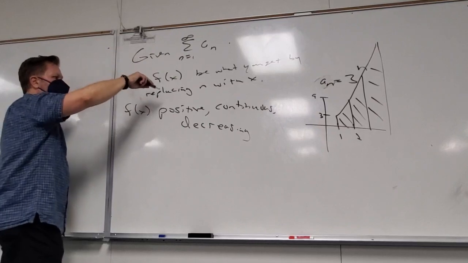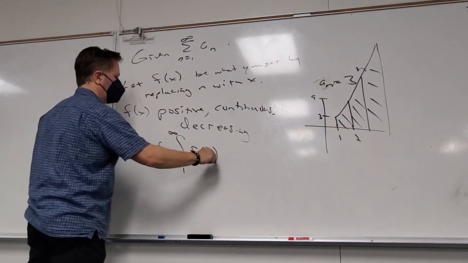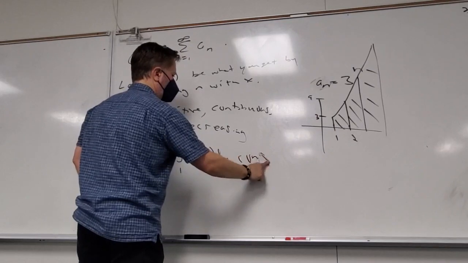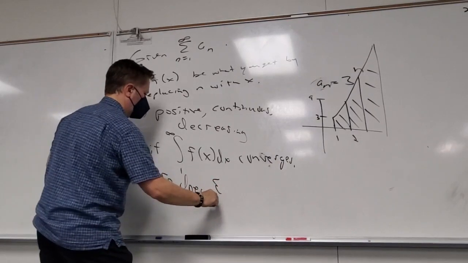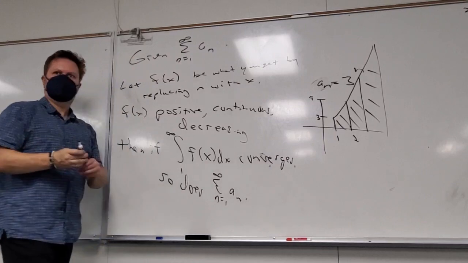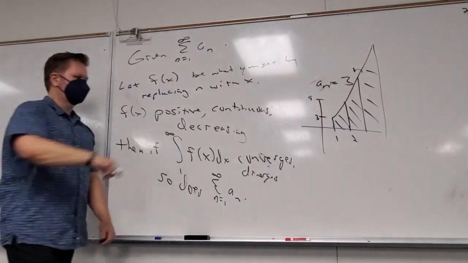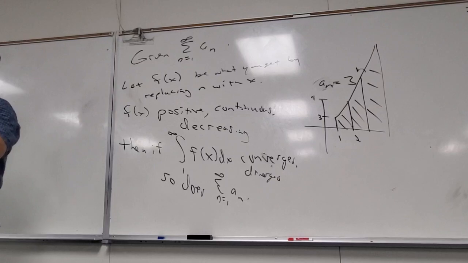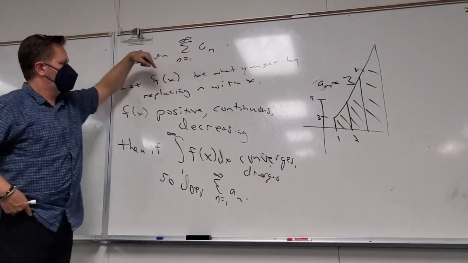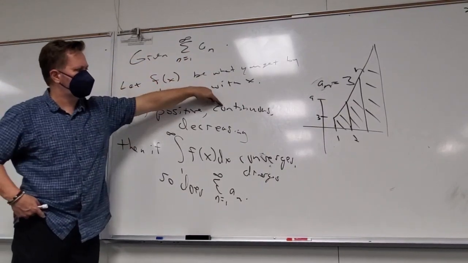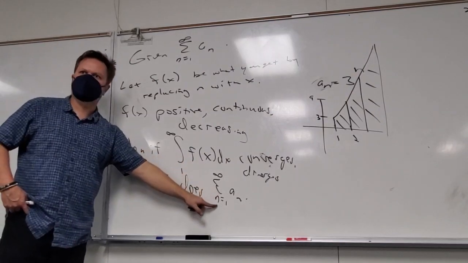So if you have that happening, then if the integral from 1 to infinity converges, so does your series. And if the integral diverges, so does your series. So I like the way the book puts it. I think the book says they both do the same thing, right? So if you have a defining generator for your series, that is, when you replace it with x, it's positive, it's continuous, and it's decreasing. If those three things are true, then the integral does the same thing as the series does.